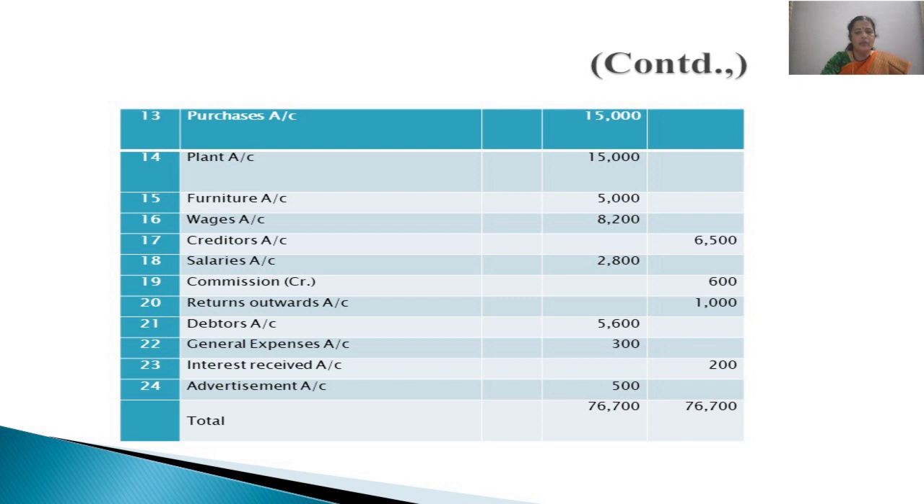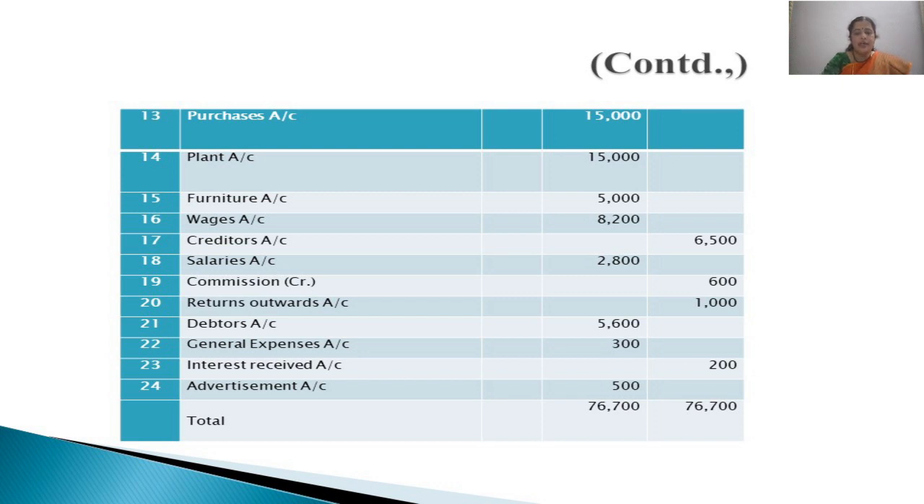And after that make totals, which is here 76,700 on both the sides. This is what we call tallying of the trial balance. That means the total of the debit balance column and the total of the credit balance column should be the same at the end. And in this problem, it is 76,700 on both the sides, that is debit balance column and credit balance column. And this is what we call tallying of the trial balance.